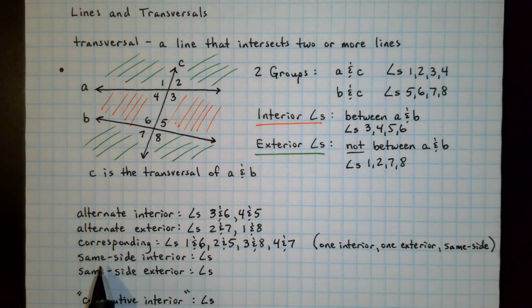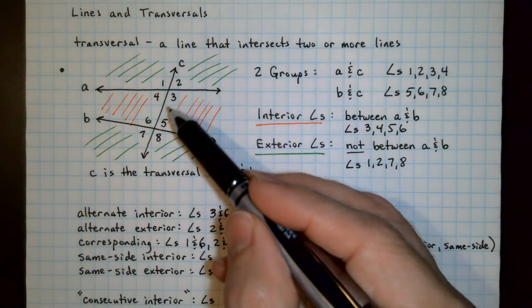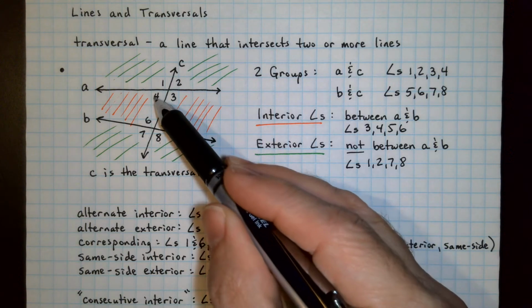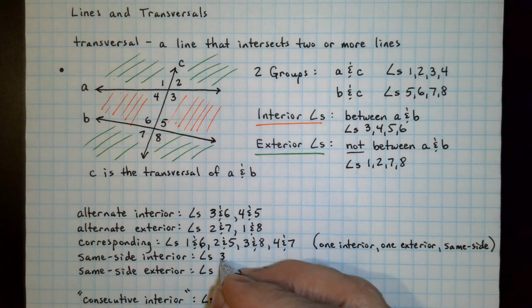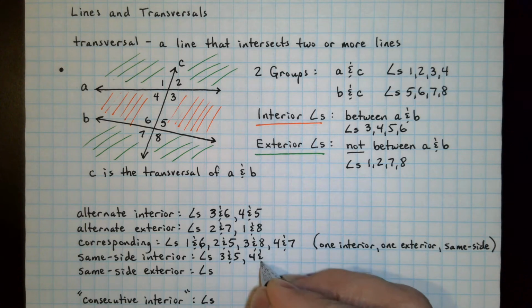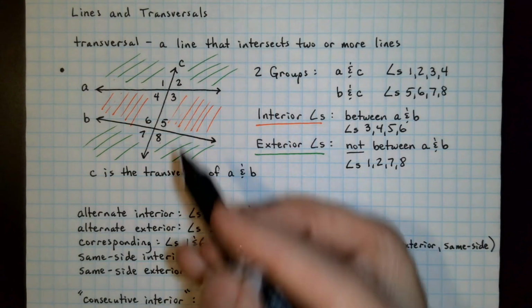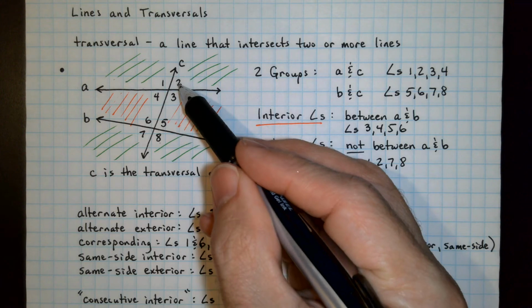Then we have the same side angles. We have same side interior, same side meaning the same side of the transversal. That would be 3 and 5, or 4 and 6, and of course same side exterior. That would be 1 and 7, or 2 and 8.